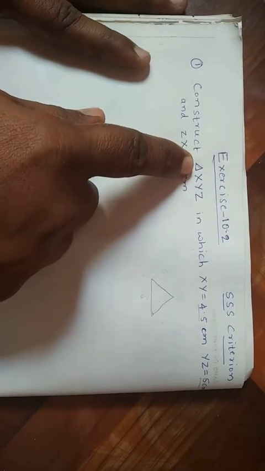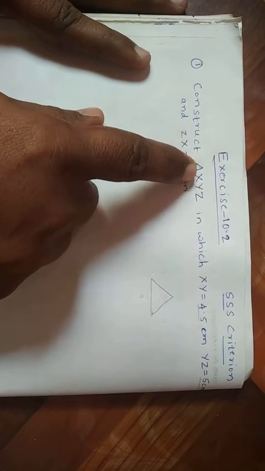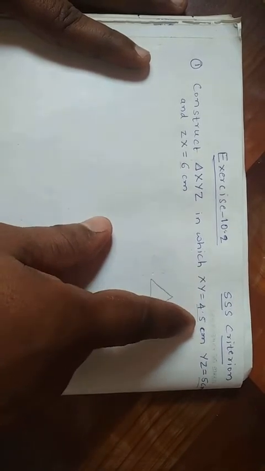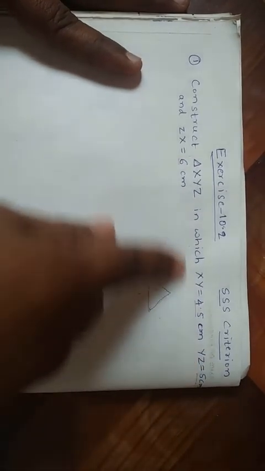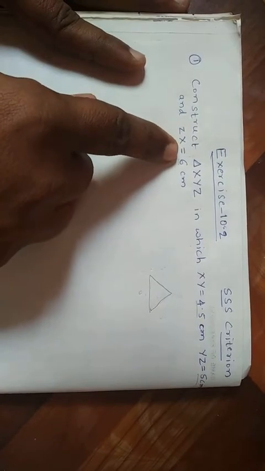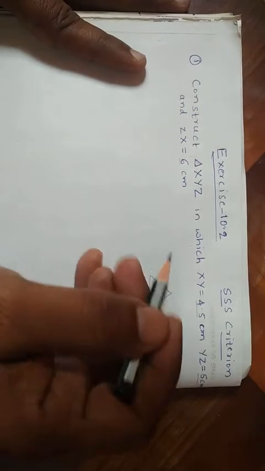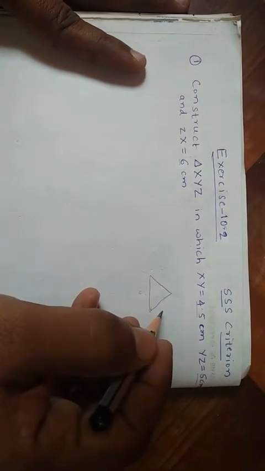Construct triangle XYZ in which XY is equal to 4.5 centimeter, YZ is equal to 5 centimeter, and ZX is equal to 6 centimeter. Before constructing the triangle, we have drawn a rough diagram here.